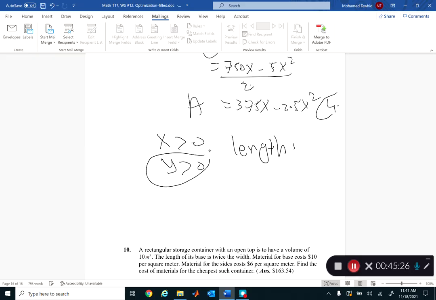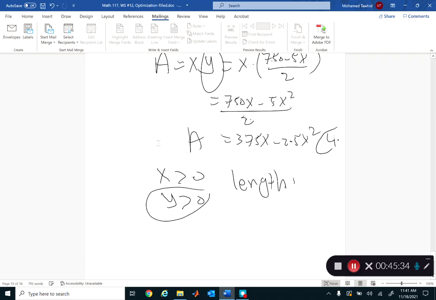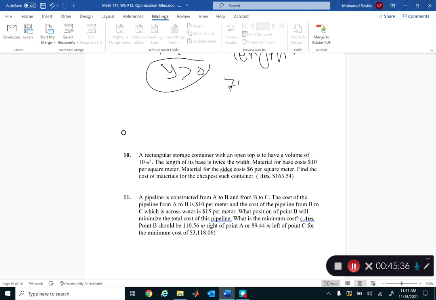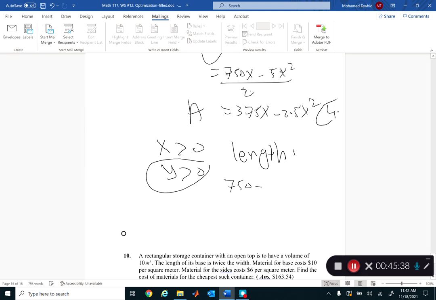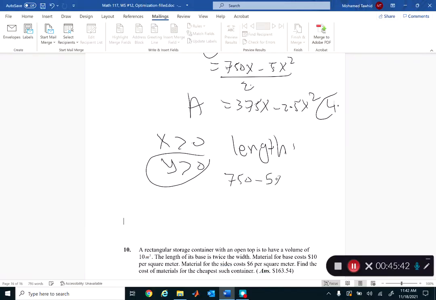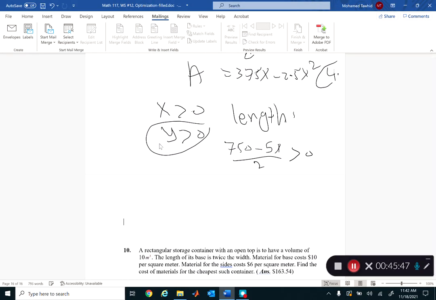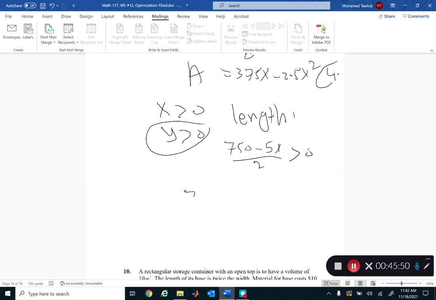So what is your y? Look at equation number 3: y is 750 minus 5x over 2, and that should be greater than 0. So I should write it here: 750 minus 5x over 2 should be greater than 0. Now I need to solve that for x. Multiply by 2, you get 750 minus 5x greater than 0.